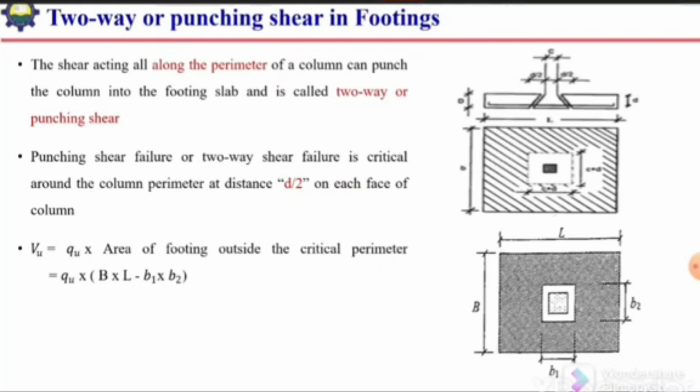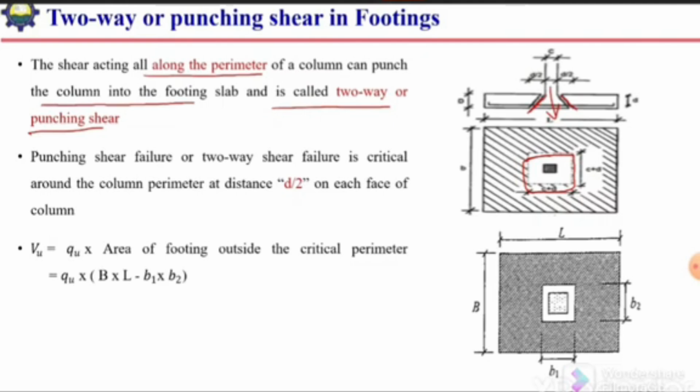Next is two-way or punching shear in footings. The shear acting all along the perimeter of a column can punch the column through the footing slab, and is called two-way or punching shear. Here we can see the diagonal crack appear on all four sides of the column, and the column will be punched out of this slab. This appears all along the column, so this type of shear is termed two-way or punching shear.